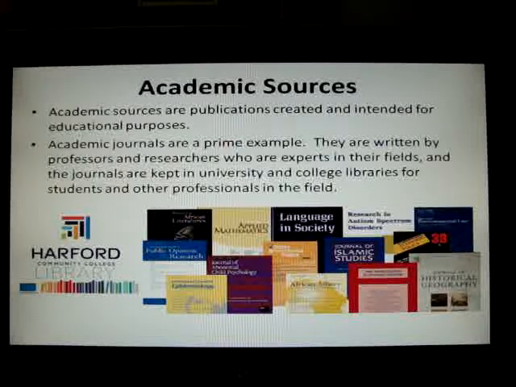Where do you find them? In university and college libraries. You're not going to find this on the bookshelf over at Barnes & Noble's in their magazine rack. You're not going to find it at the grocery stores you're checking out. And they are expensive, so most people don't buy them. Where do we get them? At our library.